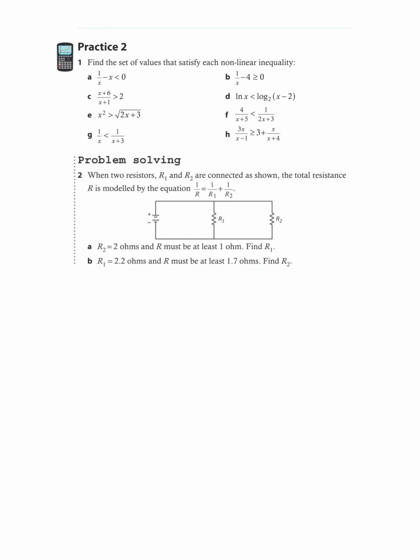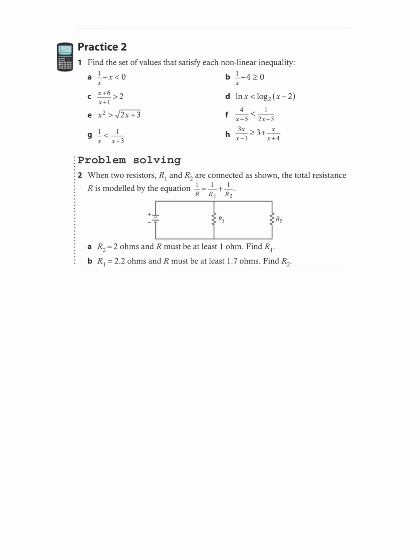In this question it says, when two resistors R1 and R2 are connected as shown, the total resistance R is given by the equation 1 on R equals 1 on R1 plus 1 on R2. That's resistance 1, resistance 2, and the total resistance. We're going to do A. R2 equals 2 ohms. So when R2 equals 2 and R must be at least 1 ohm, find R1. Let's write this down.